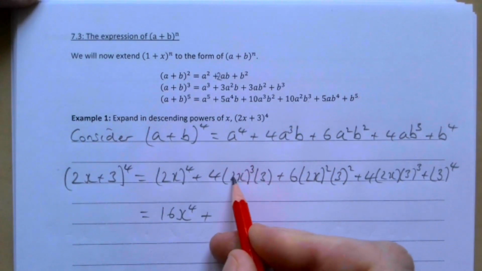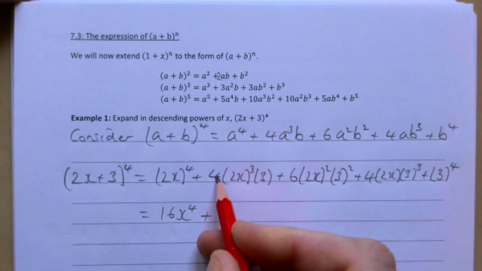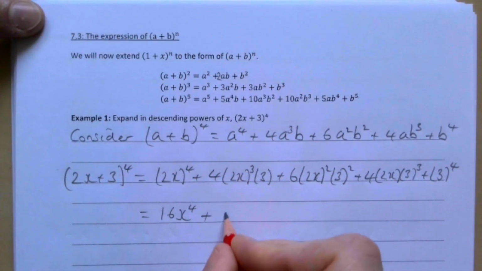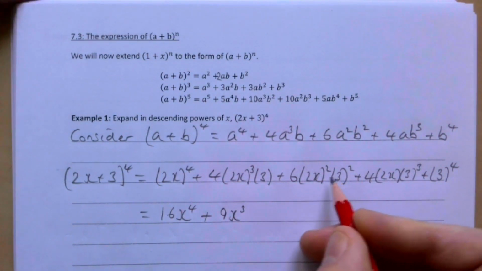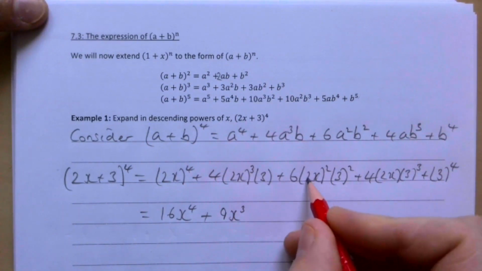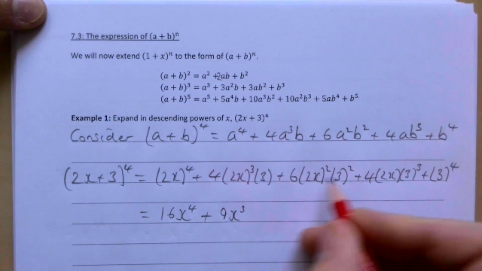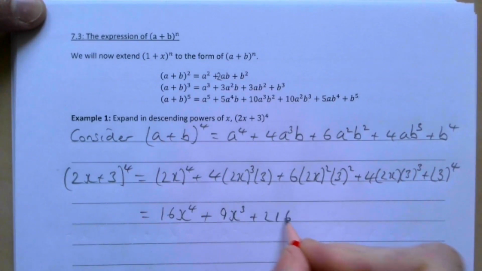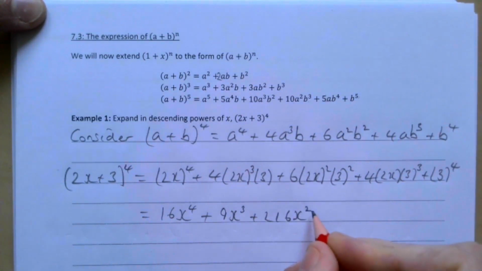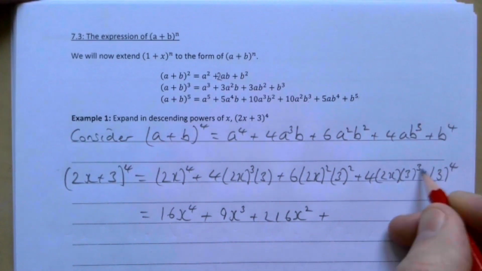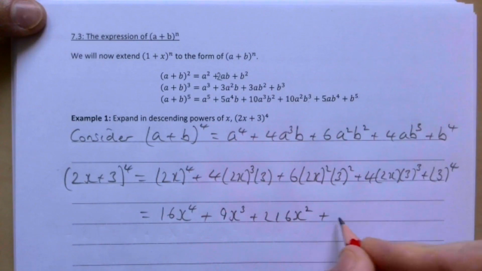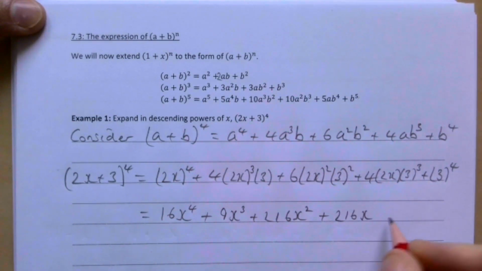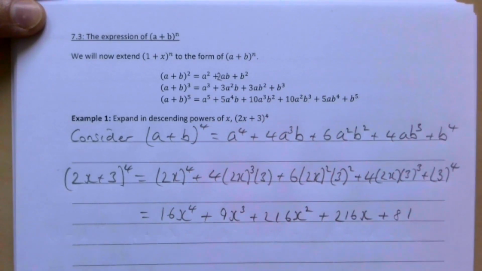Now I need to work out my numbers. 2 cubed is 8, times 4 is 32, times 3 is 96x^3. 3 squared is 9, and 4 times 9 is 36, times 6 is 216. Three cubed is 27, times 2 is 54, times 4 is 216 again. And 3 to the power of 4 gives us 81.